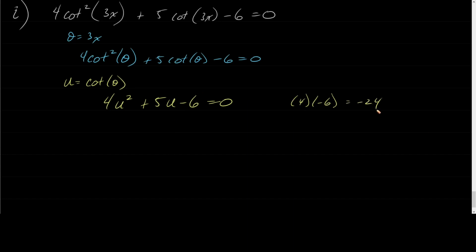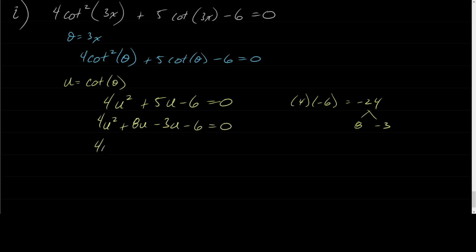That gives us negative 24. And we want two values that multiply to negative 24 but add up to positive 5. That will be 8 times negative 3, right? 8 times negative 3 is negative 24, and 8 plus negative 3 is positive 5. So we can rewrite this now as 4u squared plus 8u minus 3u minus 6 is equal to 0.